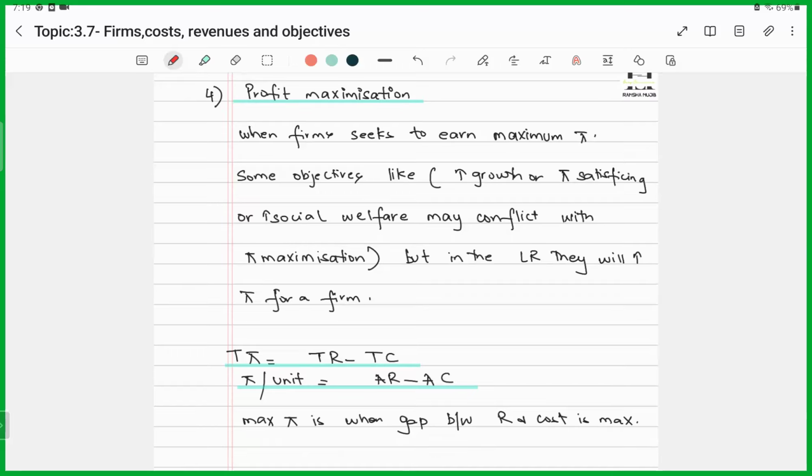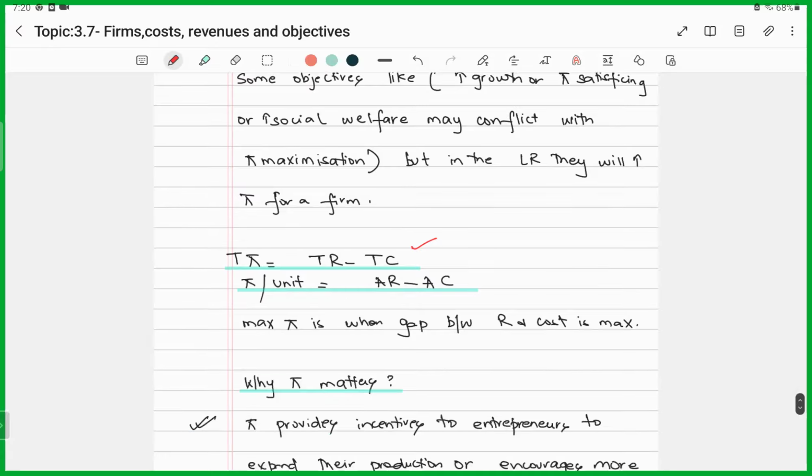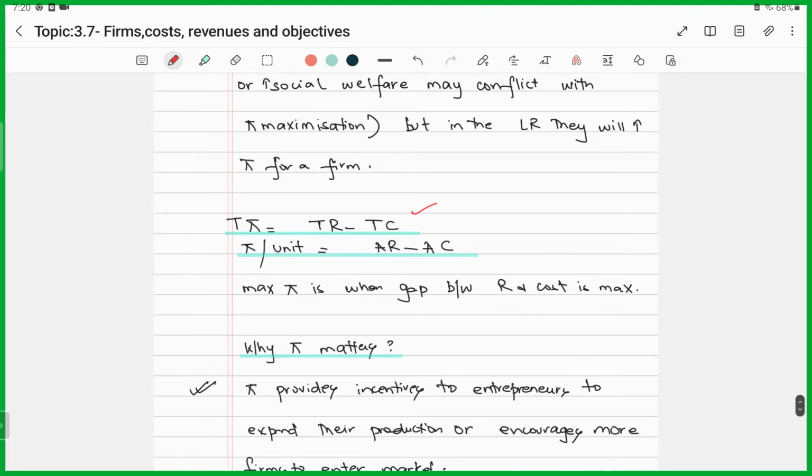So total profit, how can you break it down? It's the difference between the total revenue and the total cost. So the higher the difference between the revenue and the cost is, the higher the gap is, the higher the profitability would be. Per unit profit can be achieved by subtracting average cost from average revenue. It's the difference between average revenue and average cost. So maximum profit is when the gap between the revenues and the cost is the greatest.